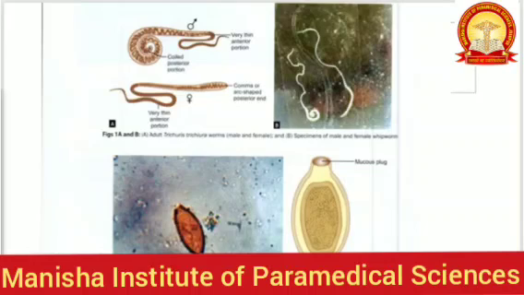The important part to talk about over here is that there is no reservoir, okay, and transmission simply occurs through contaminated soil, because, as I told you, the eggs need soil to embryonate, the development of the egg needs soil. So transmission occurs when the contaminated soil contaminates your food, drink, or hands of the person, and they ingest that. And that's the reason I told you that poor sanitary conditions are a major risk factor for this condition.